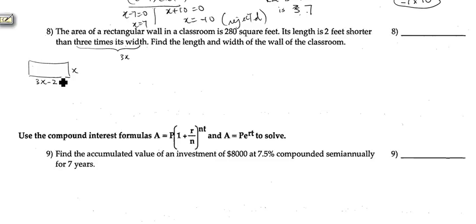And we know the area is 280. So that means x times (3x minus 2) is equal to 280. So 3x squared minus 2x is equal to 280. Bring everything to one side. Then we will have 3x squared minus 2x minus 280 is equal to 0.